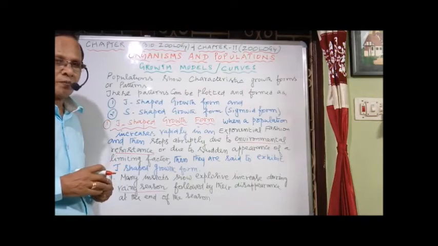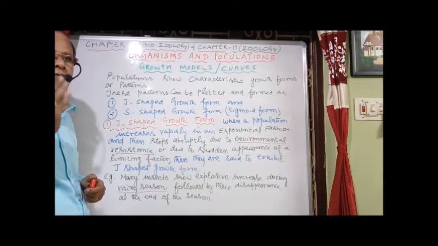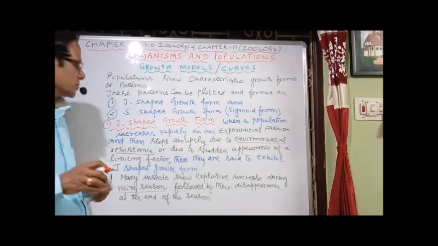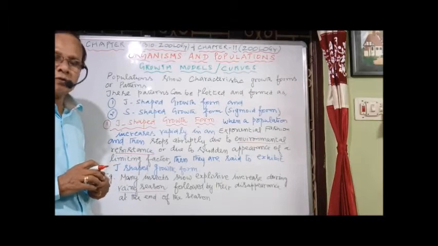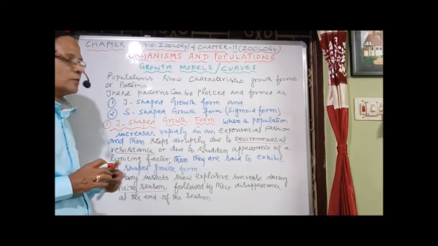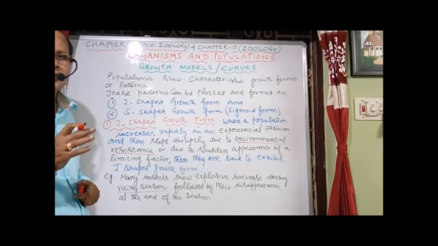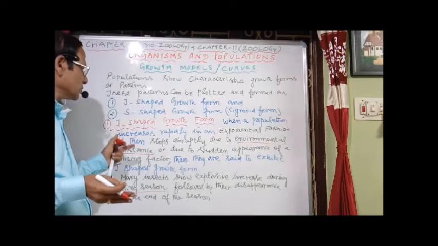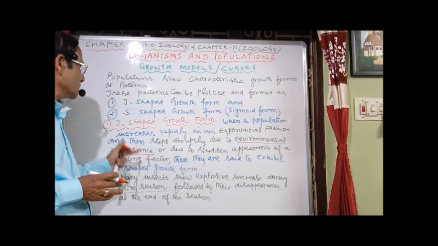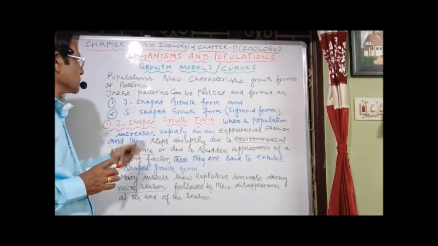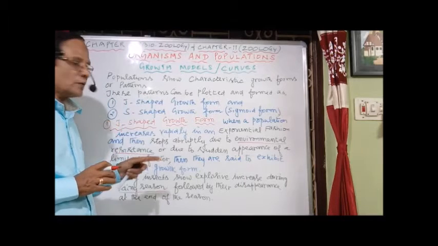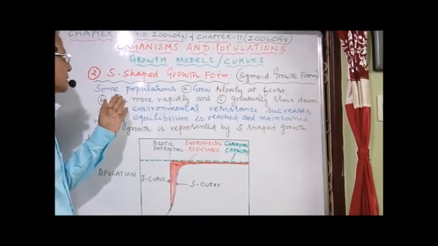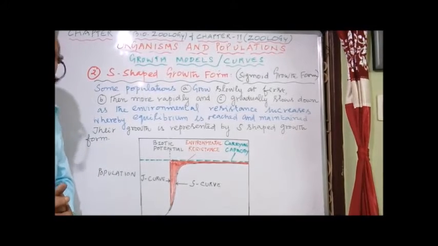What is the biotic potential? The biotic potential is the ability of an organism to produce offspring, its maximum reproducing capacity under natural conditions. Environmental resistance means the sum total of all the factors, including biotic and abiotic, which together act to prevent the biotic potential, the reproducing capacity of an organism. Okay, I will show the graph after finishing the second one, the S-shaped growth form. Now let's see the S-shaped growth form, otherwise called the sigmoid growth form.